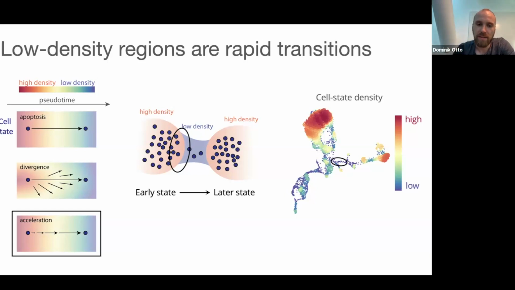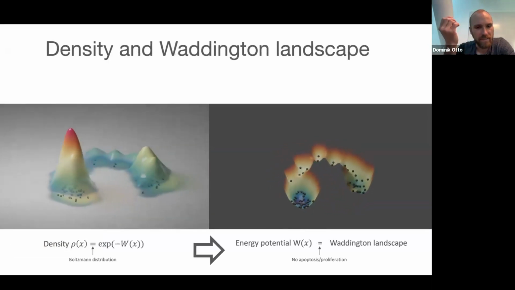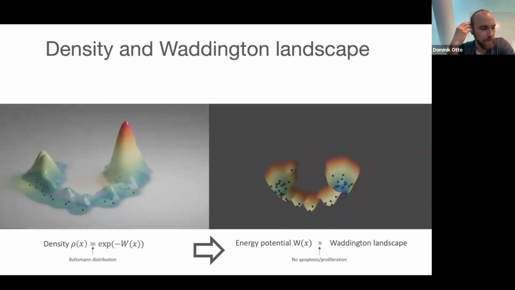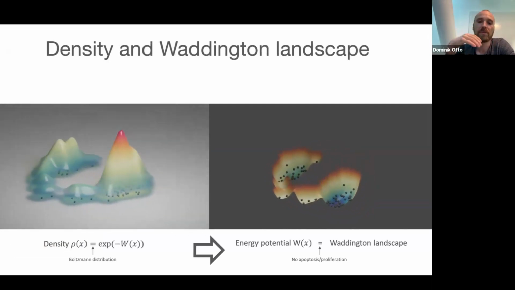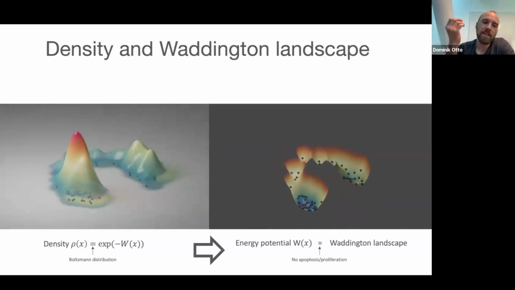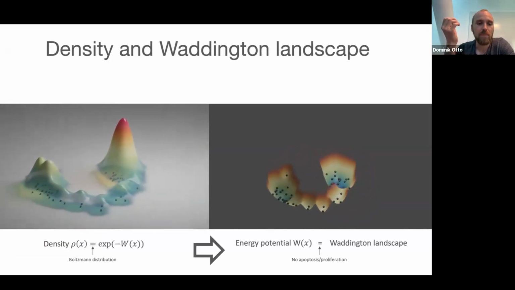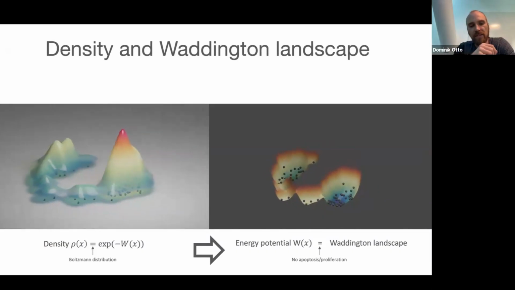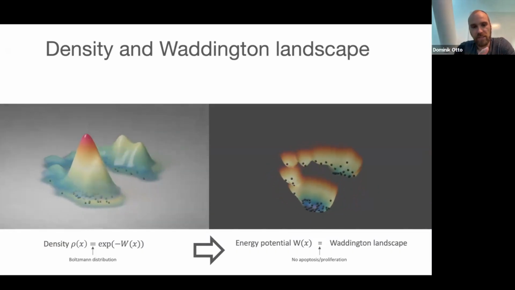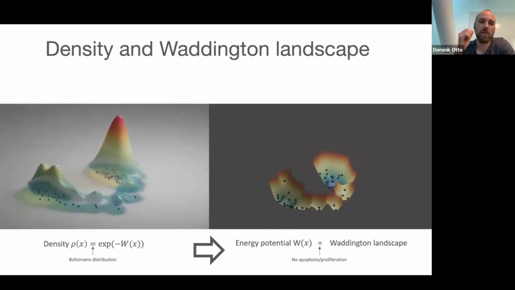And to look at this through a different lens, we can come back to this idea of a Waddington landscape, which is an energy potential, or perceived energy potential, to explain this differentiation of cell states. Because if we assume that this energy potential induces a Boltzmann distribution, then we have a direct link between the density that we are computing, here as a toy example on the left, and the energy potential, which is a Waddington landscape here on the right.